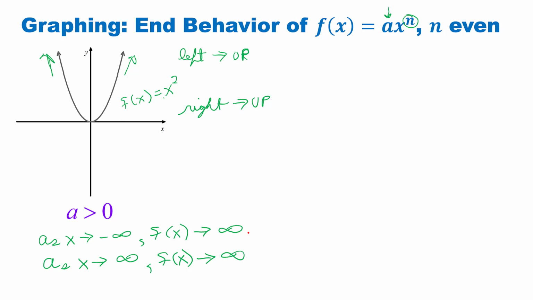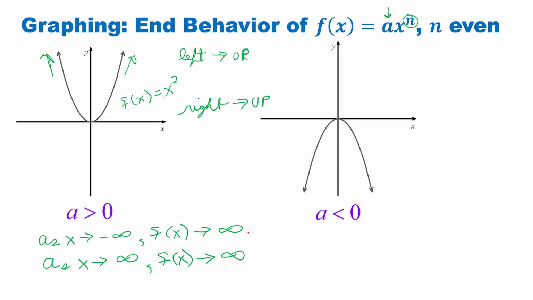If we want to look at the case where a is less than 0, let's just reflect f of x equals x squared about the x-axis so that we have, let's call this g of x equals negative x squared. So what's going on with g of x equals negative x squared? Well, if we look at the end behavior, as we go to the left, then our graph is going down. So here, as our x values continue to the left, our graph goes down. Same thing happens to the right. As we go to the right, again, our graph goes down.